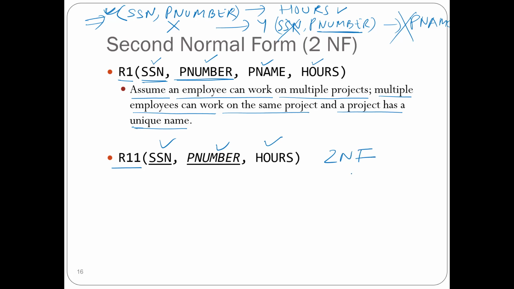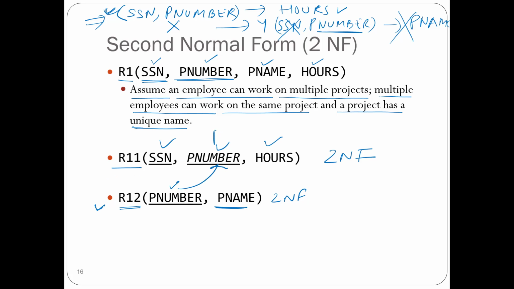Right, and what should we do with the P name? Well, for P name we have an interesting solution. We would create another relation R12 where P number is going to be the primary key and we'll put P name. Right, now once you created R12, a new relation which is in second normal form now, then this second attribute that you had in R1 will be a foreign key. Why foreign key?